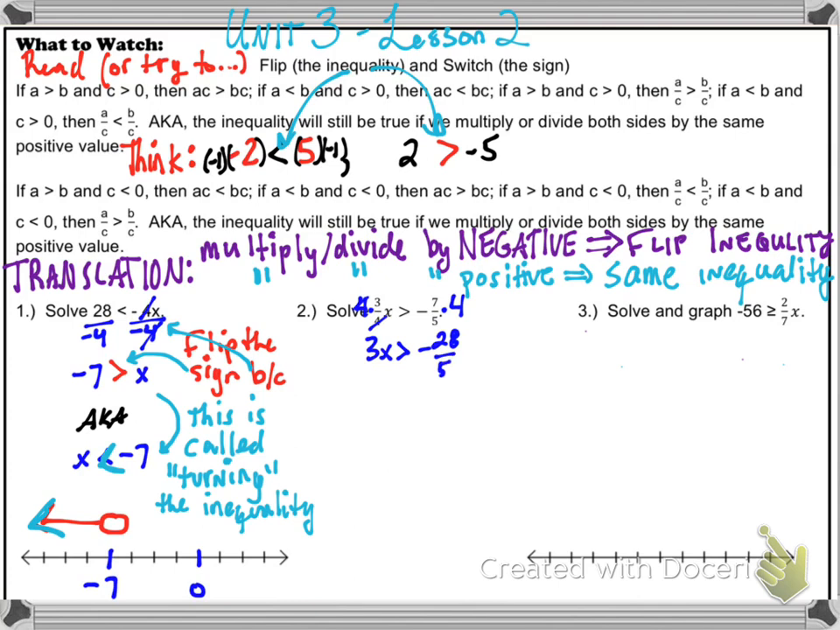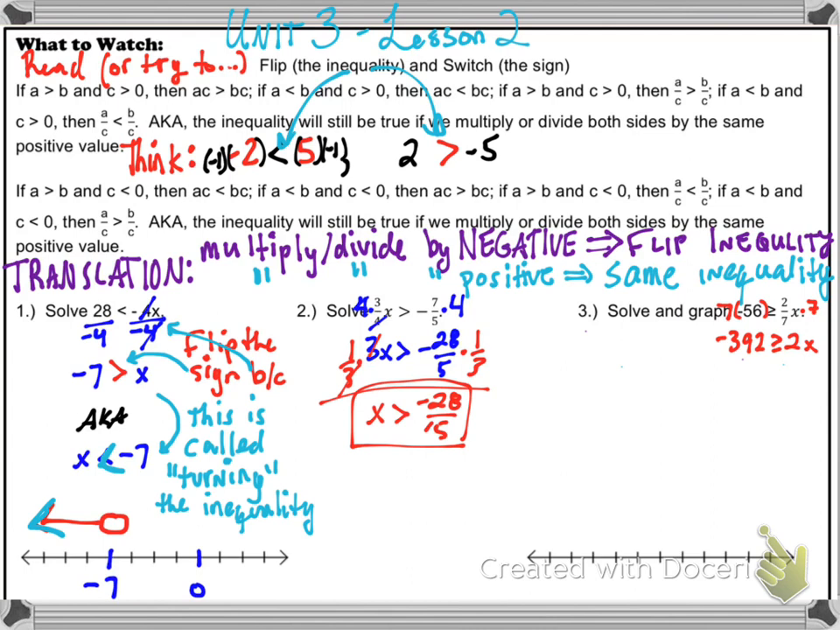Here I multiplied by 4 on both sides. Didn't flip the inequality because I multiplied by a +4. Here I multiplied by a third to simplify for x by itself. Again, I multiplied by a positive, so I did not flip the inequality.